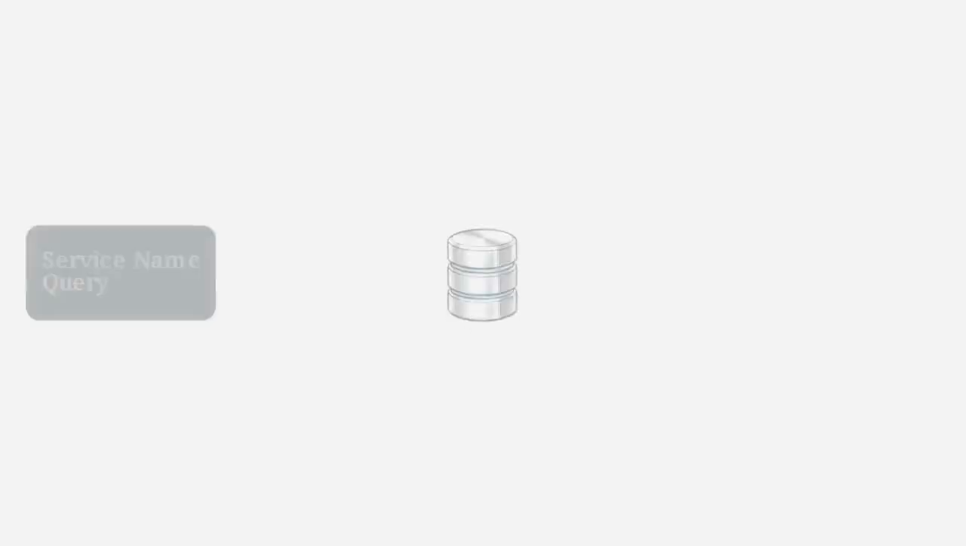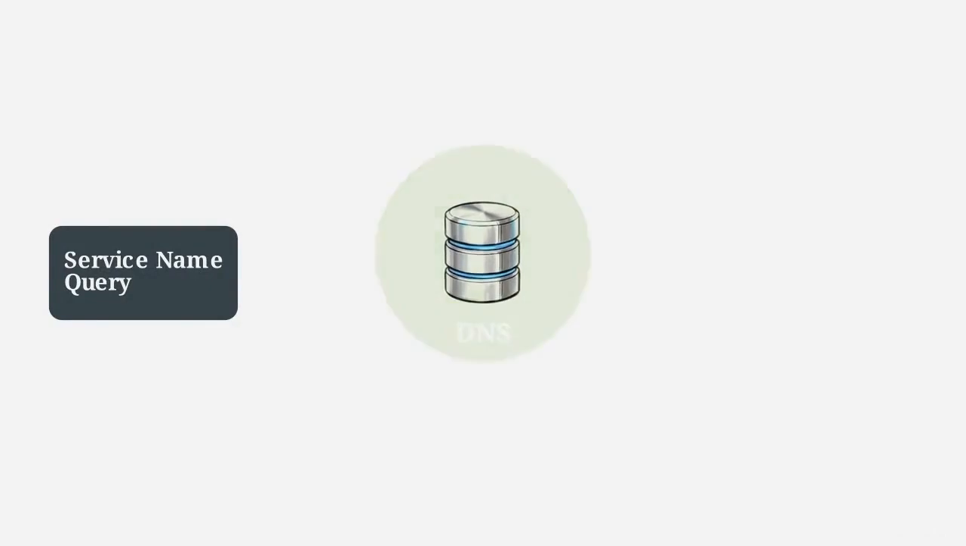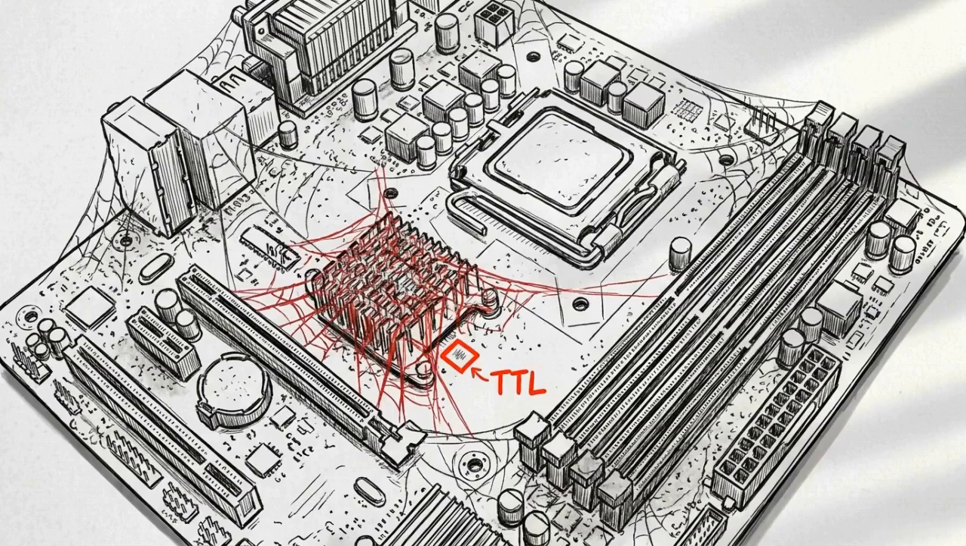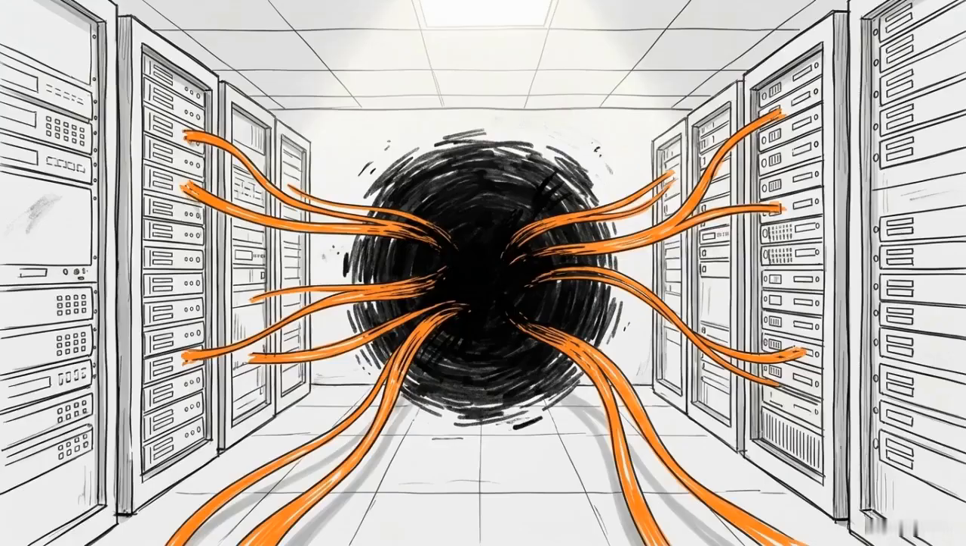The traditional fix for this was DNS. You query a service name, and the DNS returns the active IP addresses using SRV records. But DNS relies heavily on caching. Operating systems and client libraries routinely ignore low time-to-live configurations, holding on to stale IP addresses long after a container has been terminated. The result is traffic routed into a black hole.